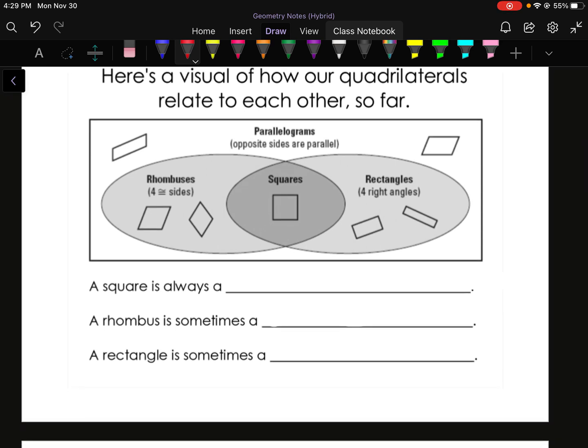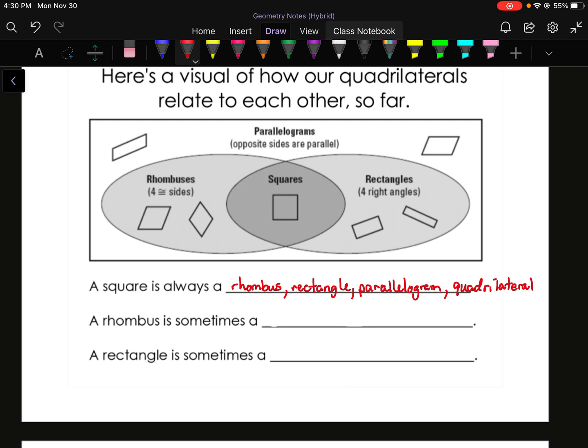A square is always a rhombus. It's always a rectangle. It's always a parallelogram. And last but not least, it's always a quadrilateral, which is this whole unit. Quadrilateral is just a 4-sided figure. So anything that has 4 sides is always going to be a quadrilateral.